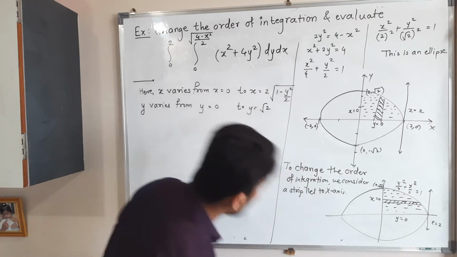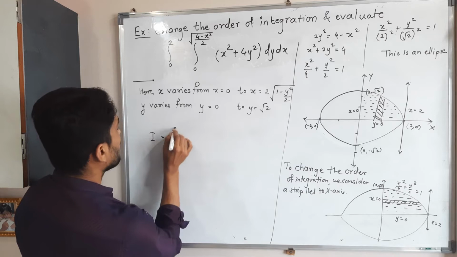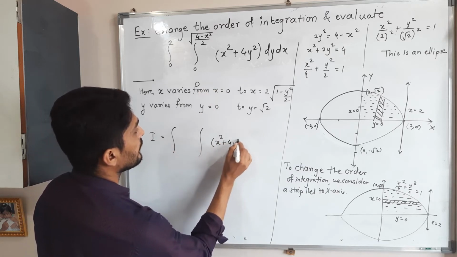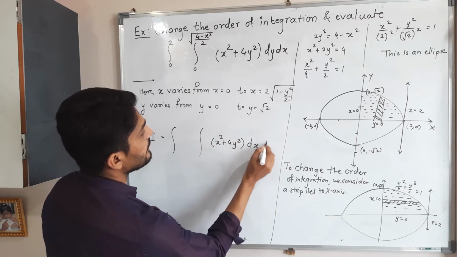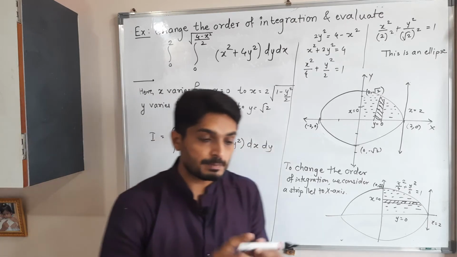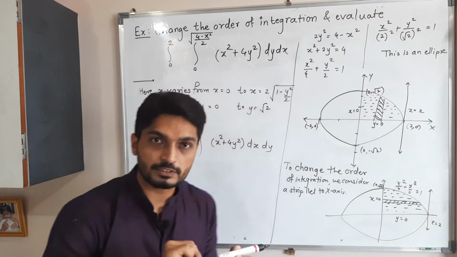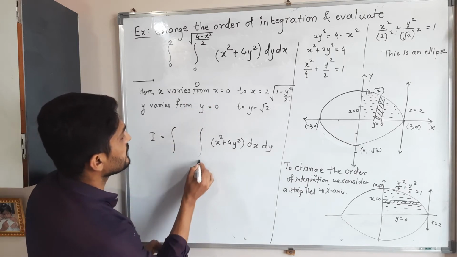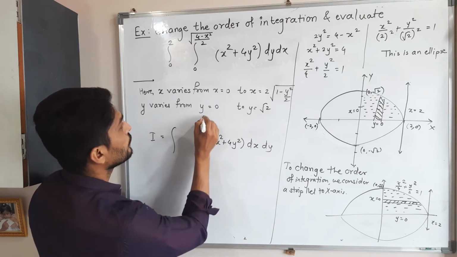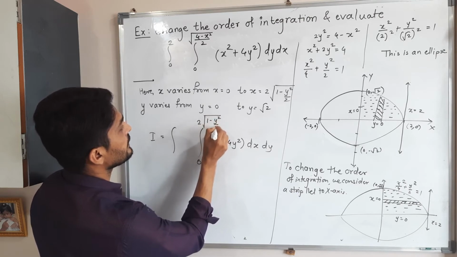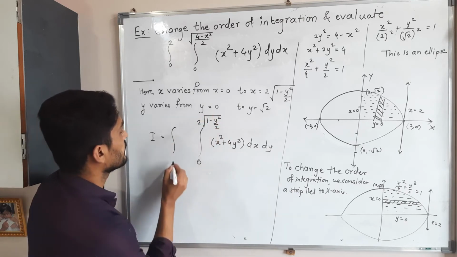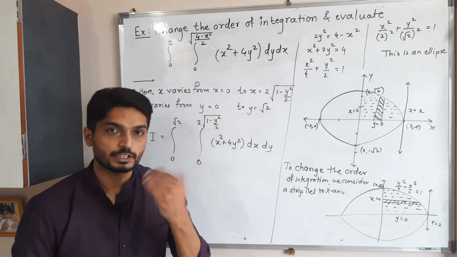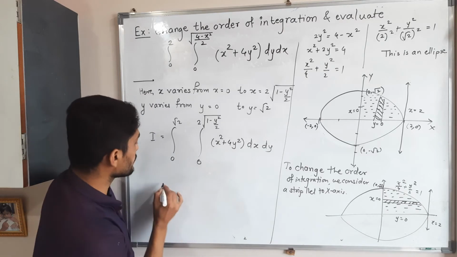So therefore I is equal to, the function will be the same, x square plus 4y square. But now I will write dx dy. See, I am writing dx dy since my strip is parallel to x-axis now. So that's why I will write dx first and then dy. What are the limits of x we have got? Limits of x are 0 to 2 root 1 minus y square by 2. And what are the limits of y? 0 to root 2. Okay, so we are solving the integration with respect to x first and then with respect to y. So let us do that.